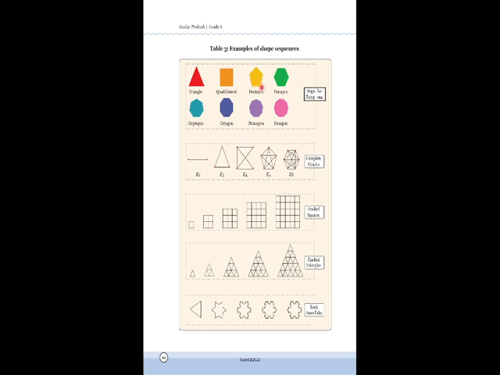Anyways, this is five sides, pentagon. Six sides means it's a hexagon. Seven makes it a heptagon. Eight sides makes it an octagon. Nine means a nonagon, and 10 makes it a decagon.